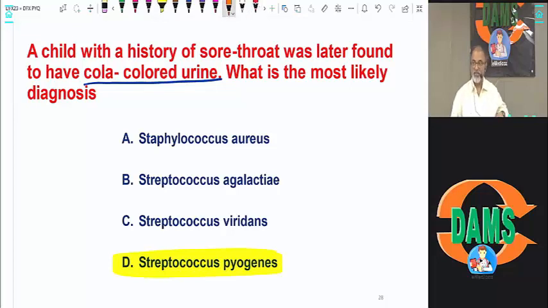What is the mnemonic? Sore throat, puffy face, pee coke, Streptococcus. Coke-colored urine, puffy face, facial swelling because of glomerulonephritis, and sore throat. Think of Streptococcus.